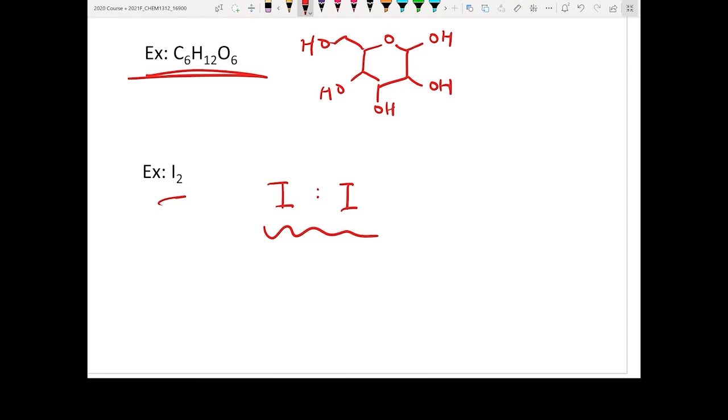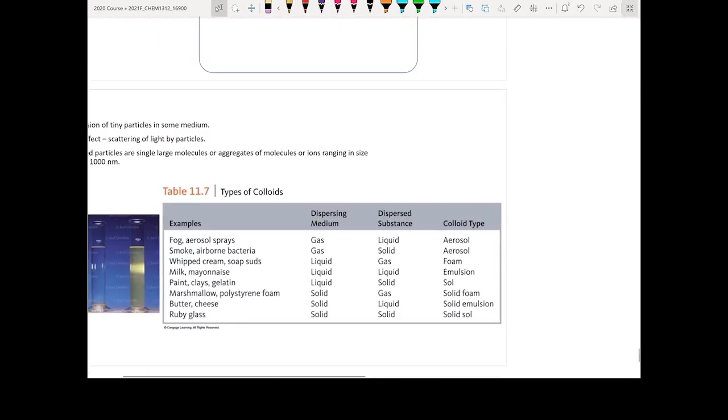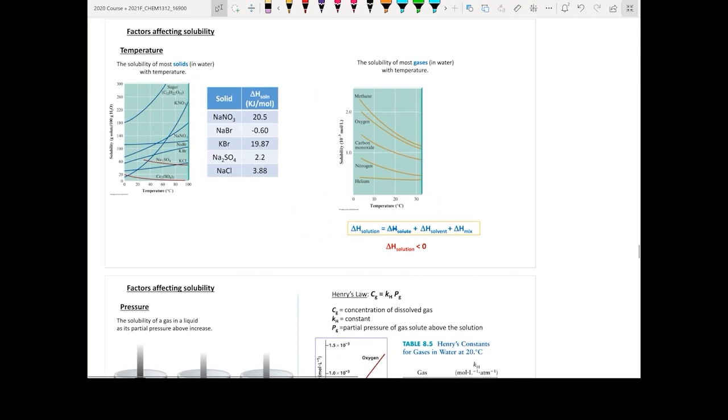But again, this requires you to have a better knowledge about the structure of the molecule to predict whether things are going to dissolve with each other. The next thing is factors that affect your solubility. So let's first talk about the temperature.